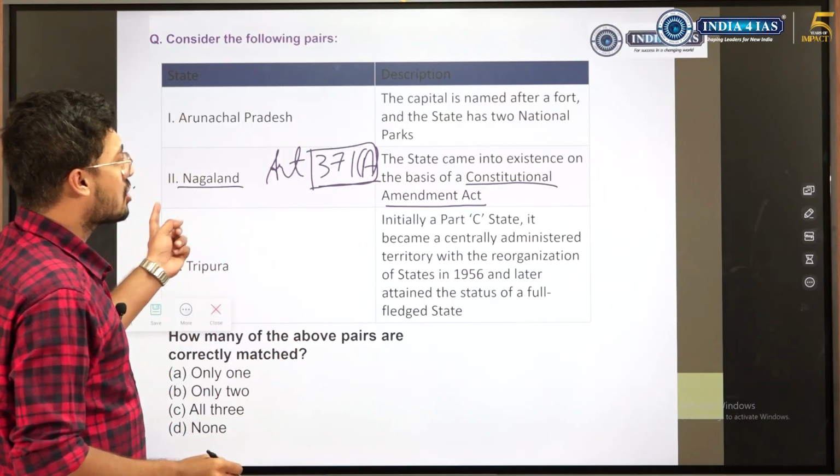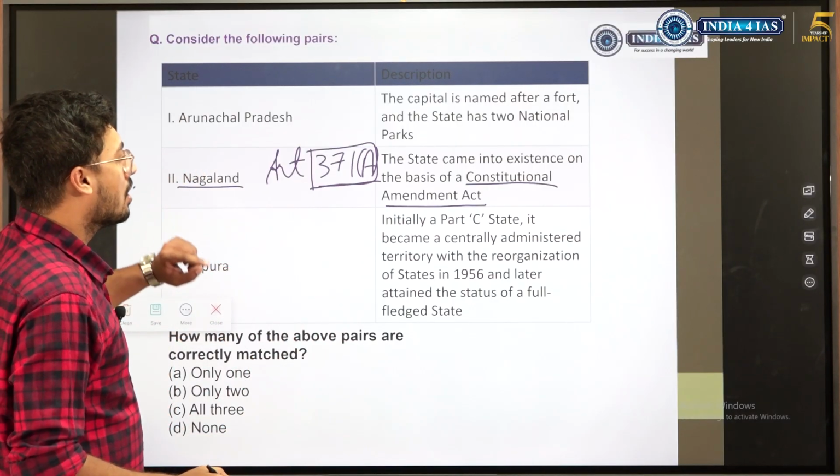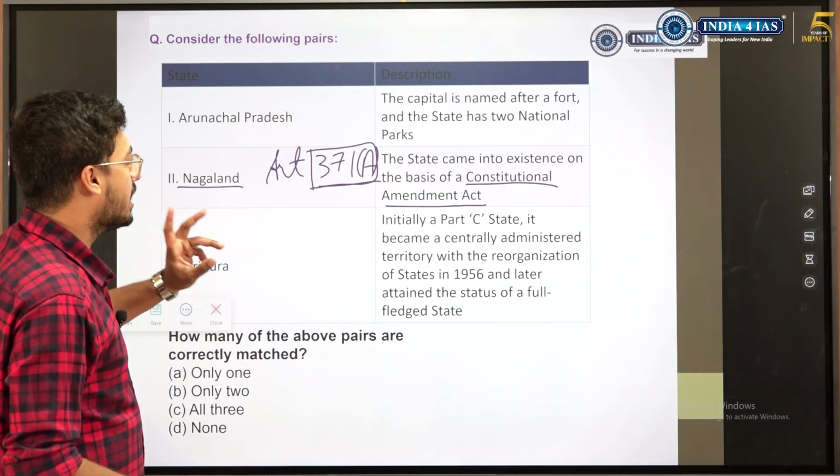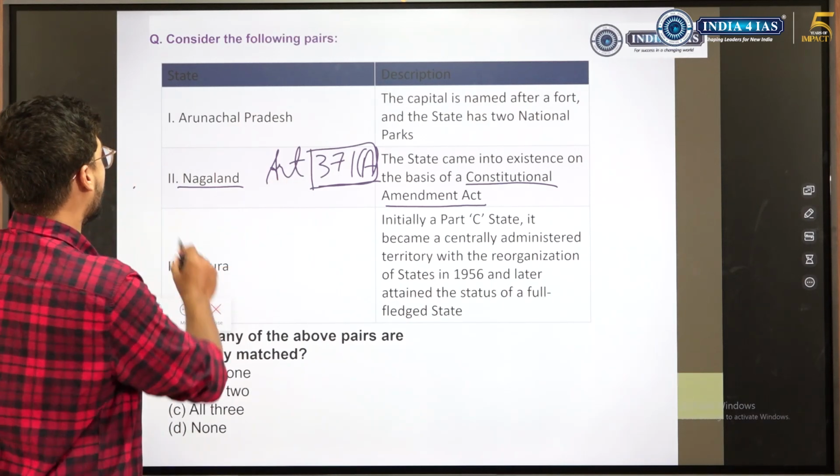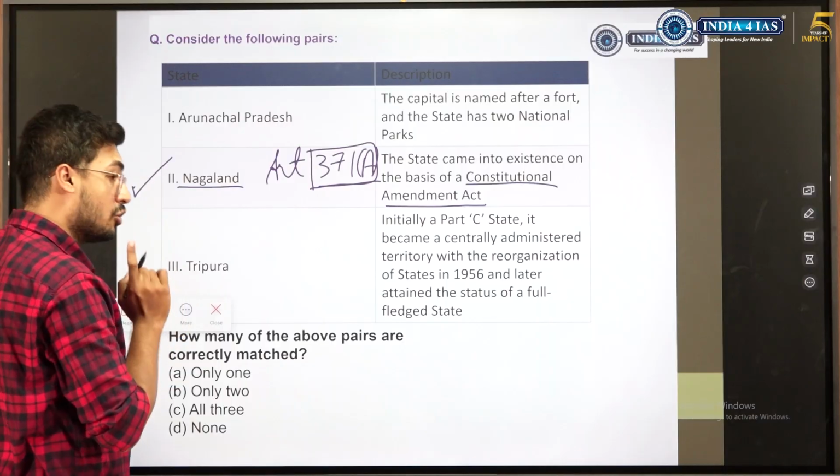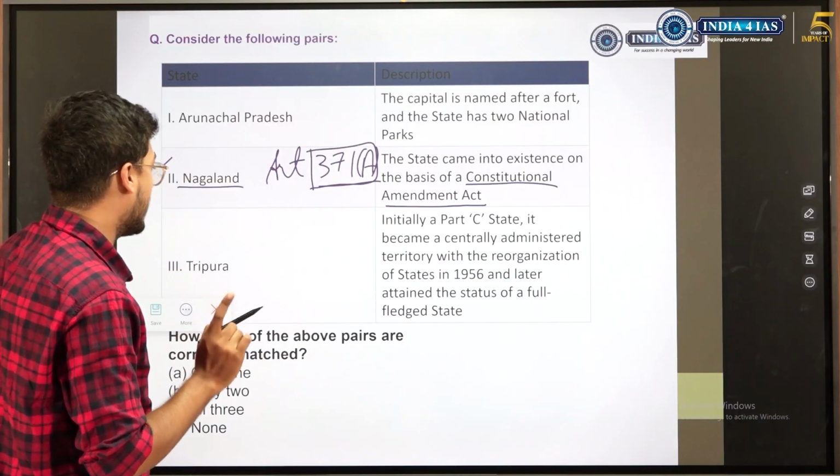So to join Nagaland, we made the Constitutional Amendment Act. When the Nagaland Constitutional Amendment Act came to mind, if Article 371 had come to mind, we could have taken this to be correct. This is if it had come to mind at exam time.